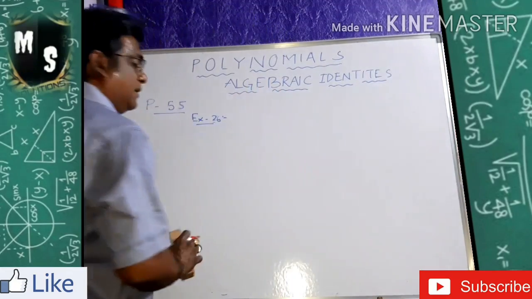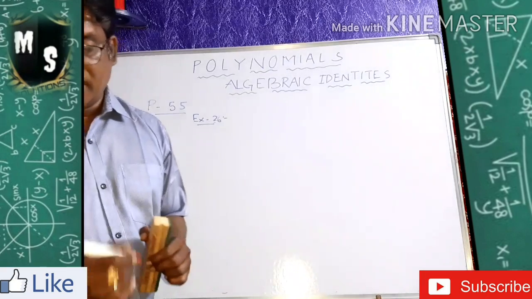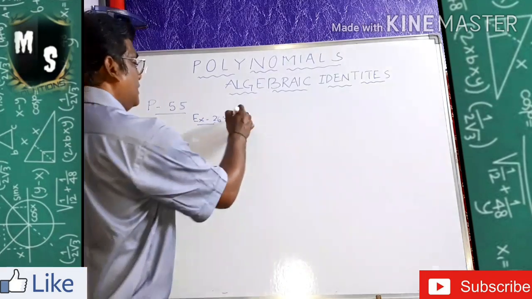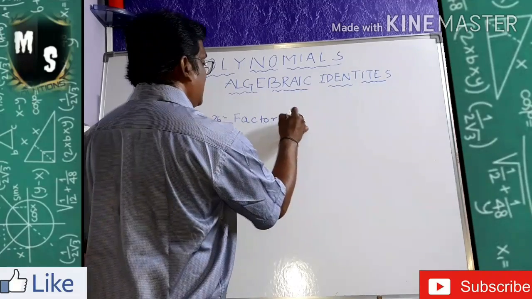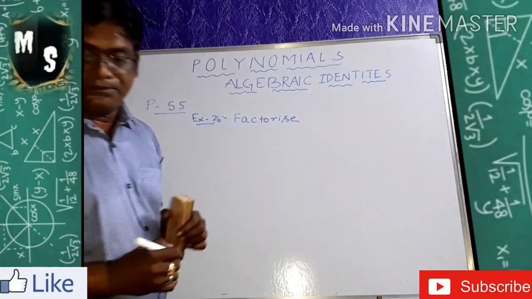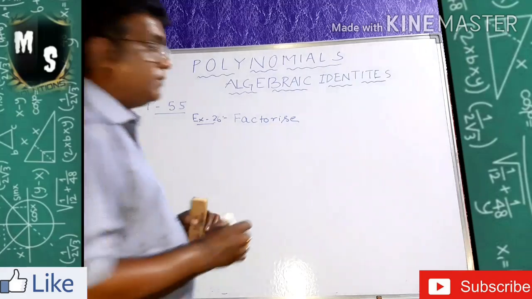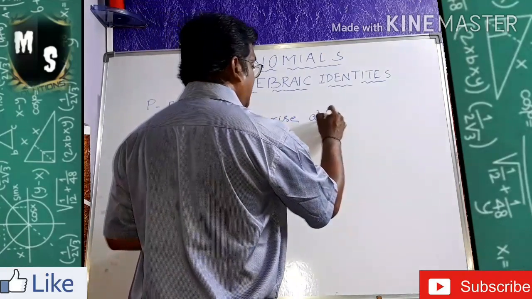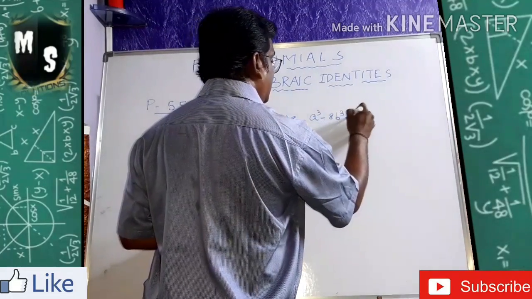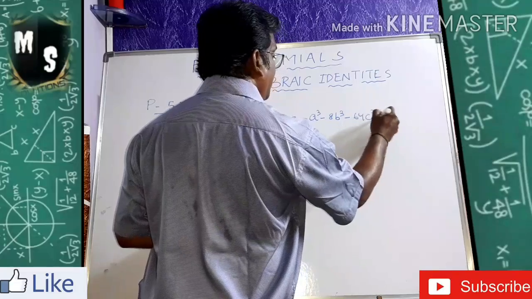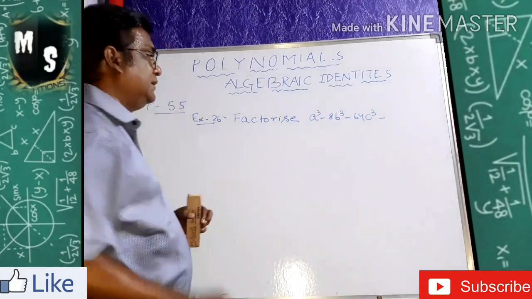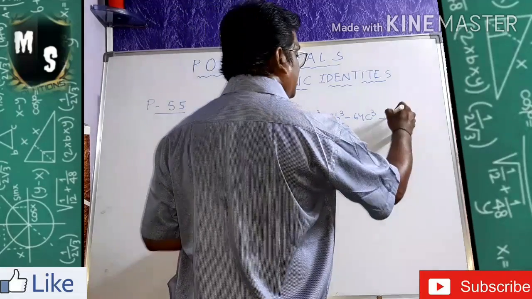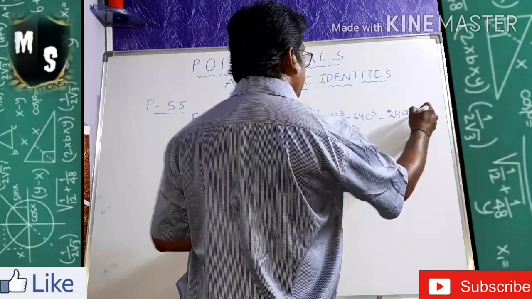Let's write the question for example number 26. It looks like a big question, but there is nothing in it. The question is: factorize a cube minus 8b cube minus 64c cube minus 24abc. Clear?